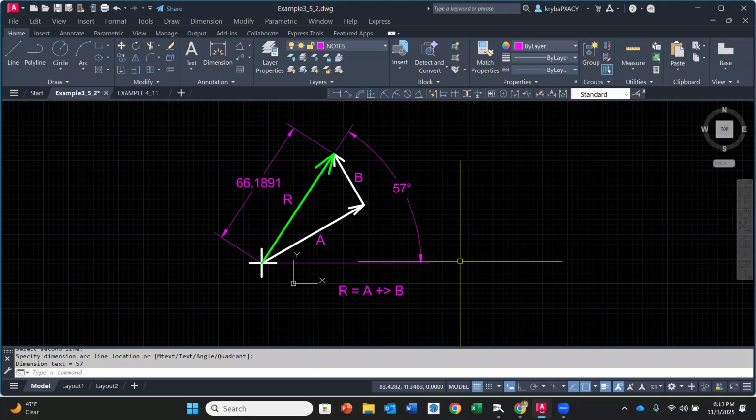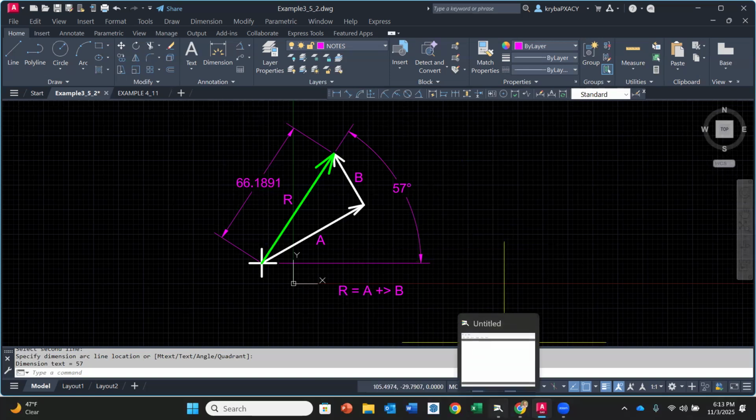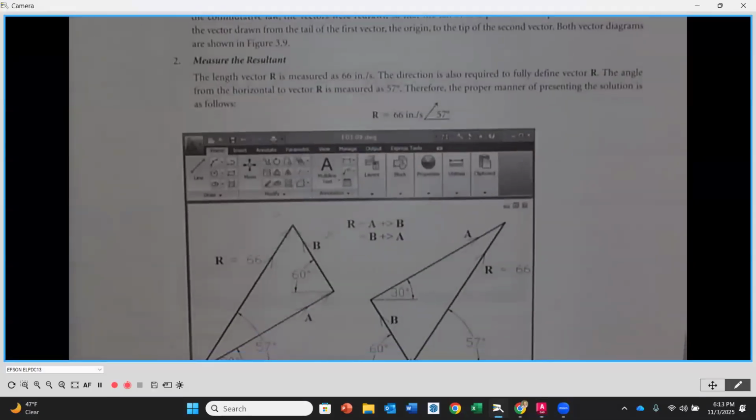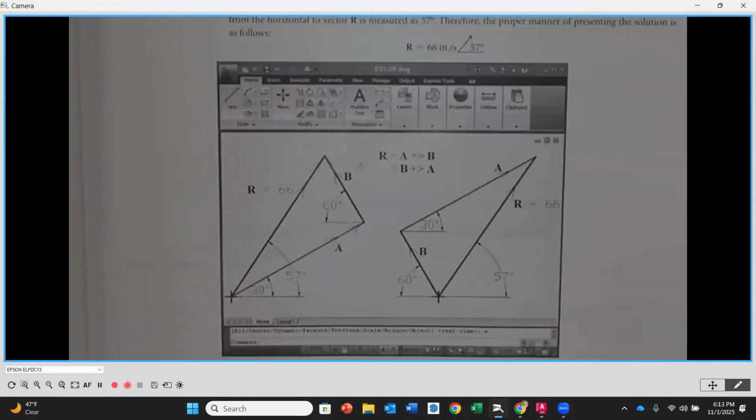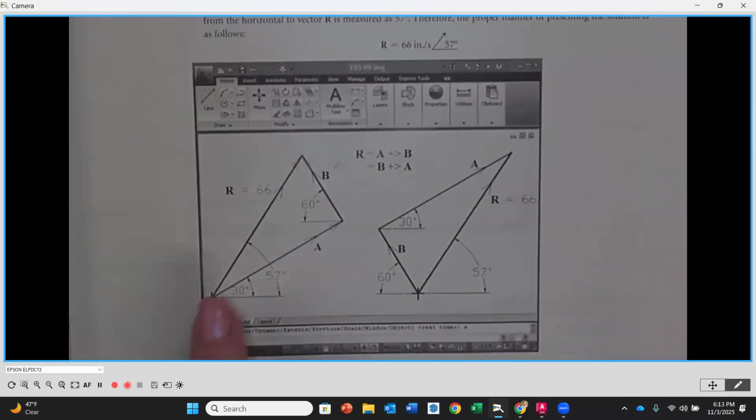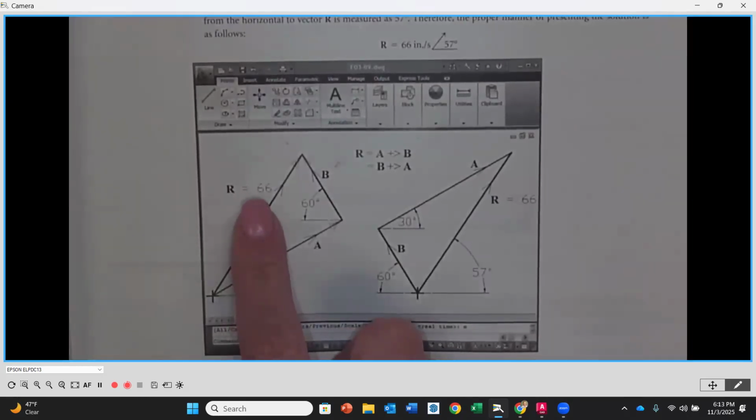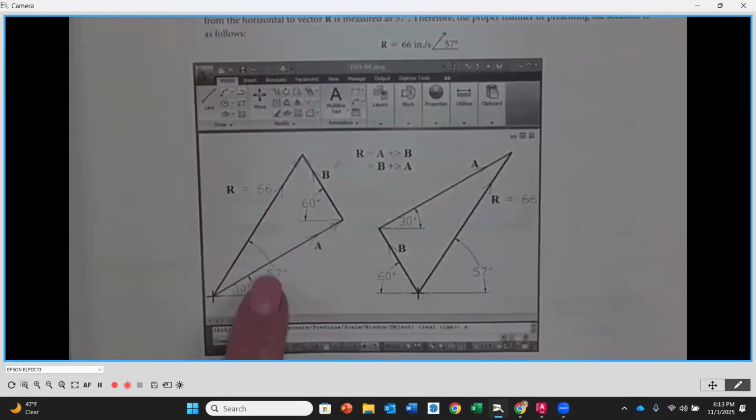So I've got a magnitude of about 66, I think inches per second, and then my angle is 57. So if I go back under, let's check our answer. Down here are the screenshots that the book came up with. So for the magnitude, they have a magnitude of 66, which we got. And the angle to that resultant is 57 degrees. They added the angles for the individual A and B vectors.